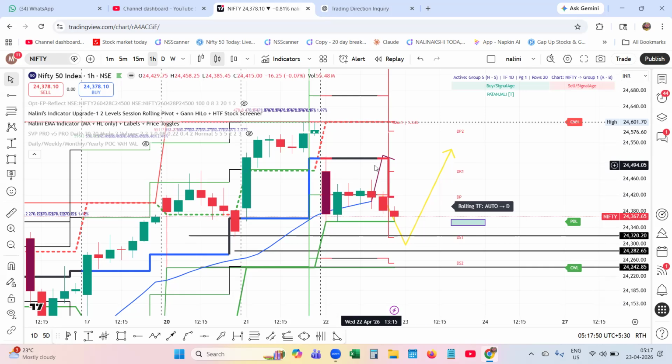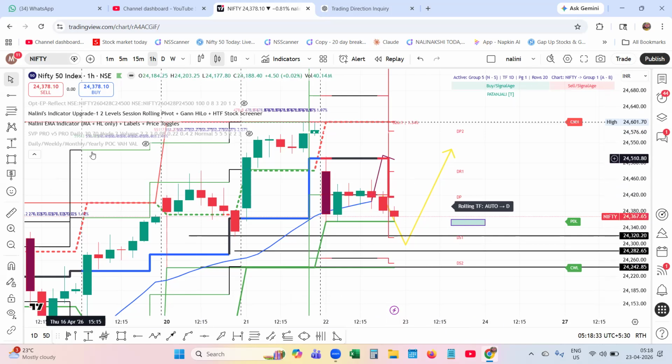So have a positive bias and wait and see for the levels. The market should not close below 24,241, or it should not gap down below that level. Then you can anticipate a positive movement on the Nifty, even on the Sensex also. I'm not going for the Sensex analysis, I'm just showing it to you on the Nifty, with the help of my two indicators.